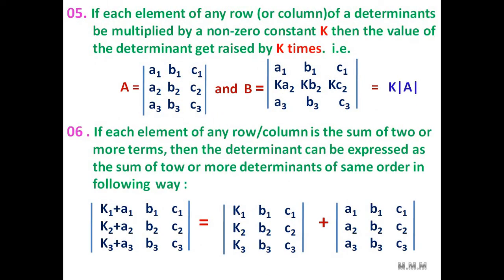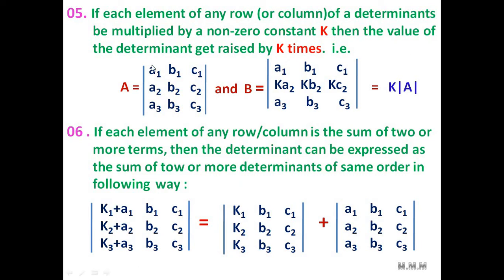The fifth property. If each element of any row or column of a determinant be multiplied by a non-zero constant k, then the value of the determinant gets raised by k times. Here in R2 I have multiplied by k, then the value of this determinant will be k times of A. In any row or in any column, if constant k is multiplied, then the value of determinant will be k times.